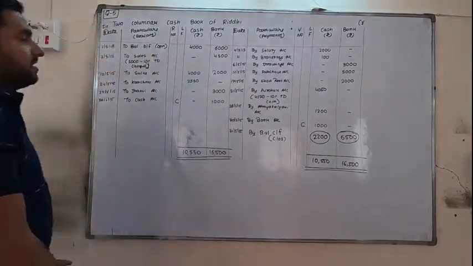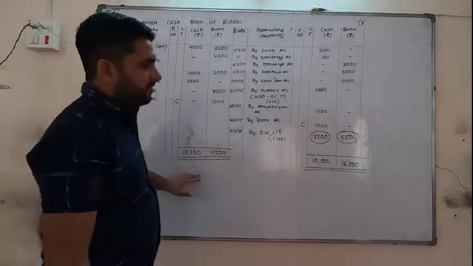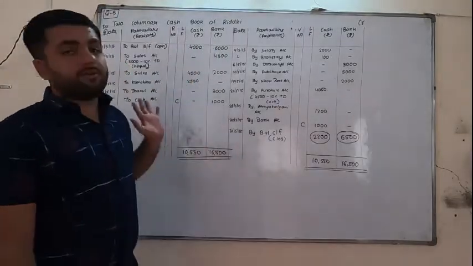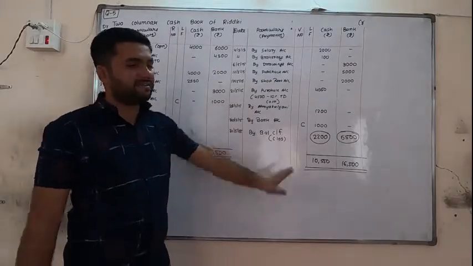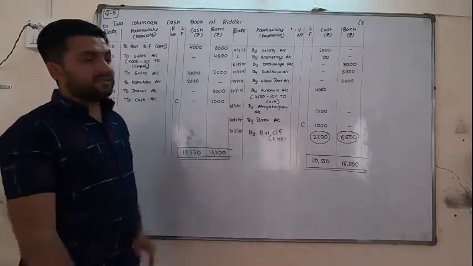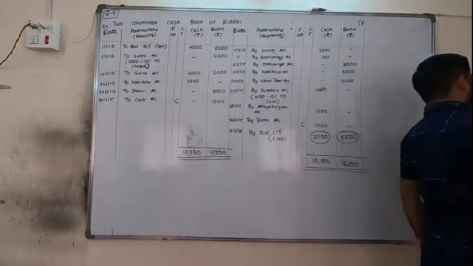Okay, this sum is over. So cash is always debit side more, so we will take the difference. Bank you have to decide, either debit is more or credit is more. In this sum debit was more, so balance will be on credit side. Okay, so this sum is over. Going for the next sum.